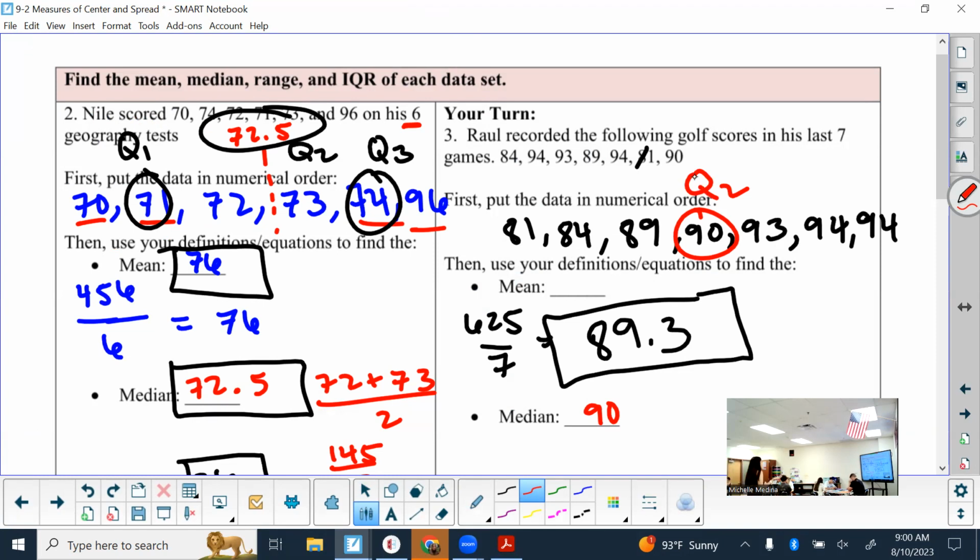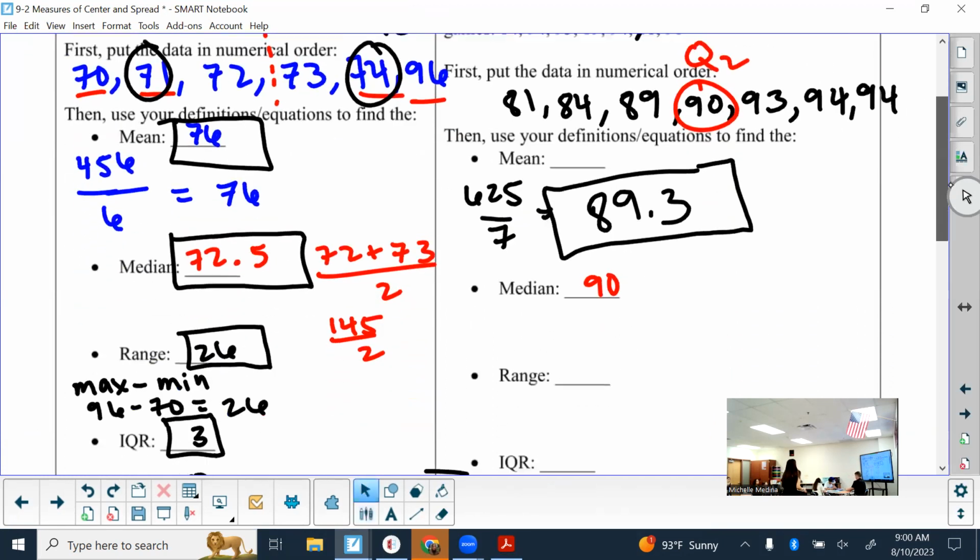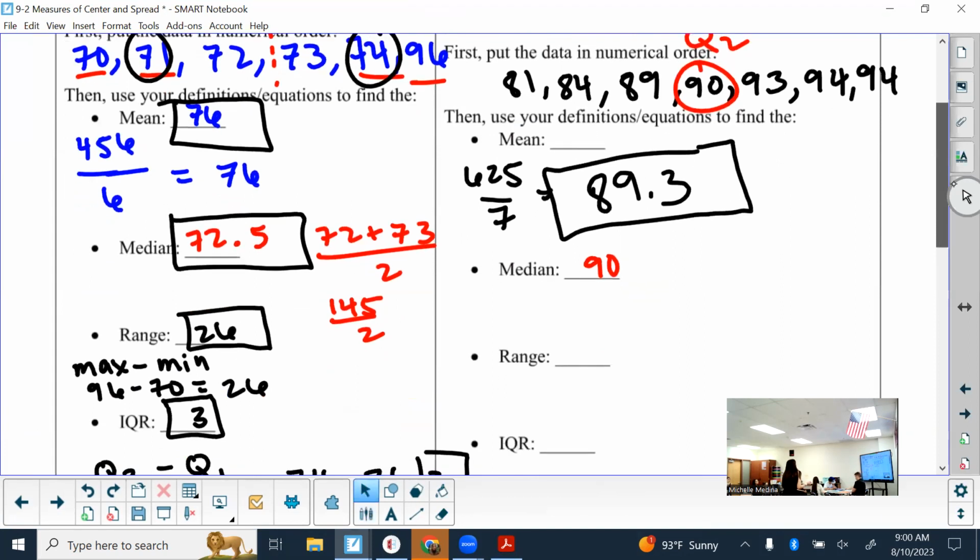So when I have an odd number of data points, I shouldn't have to worry about averaging the two middle numbers. So it would be one. So easy peasy on that one. But when it comes to, well, I'll wait till we get to it. Now let's figure out the range.